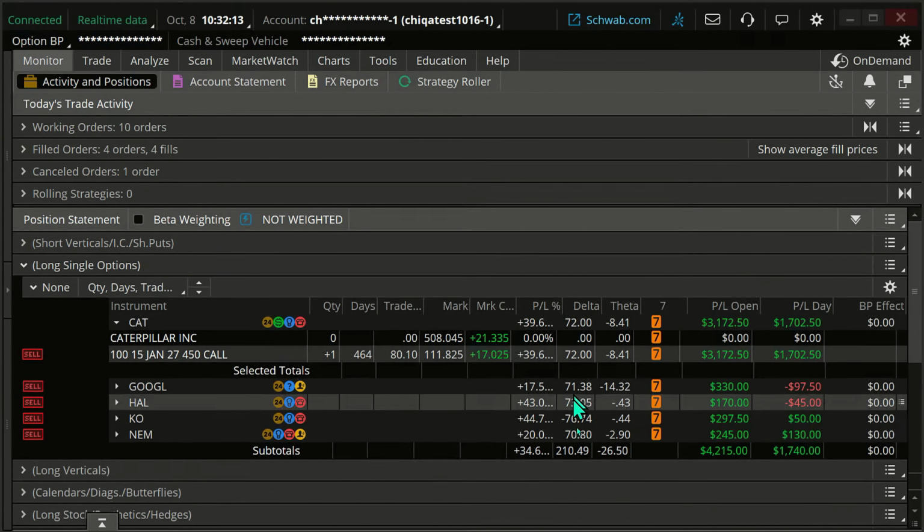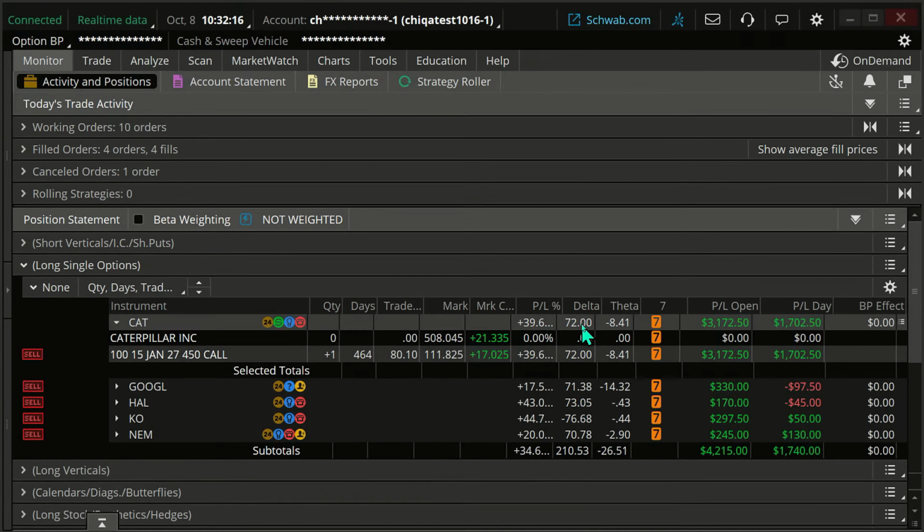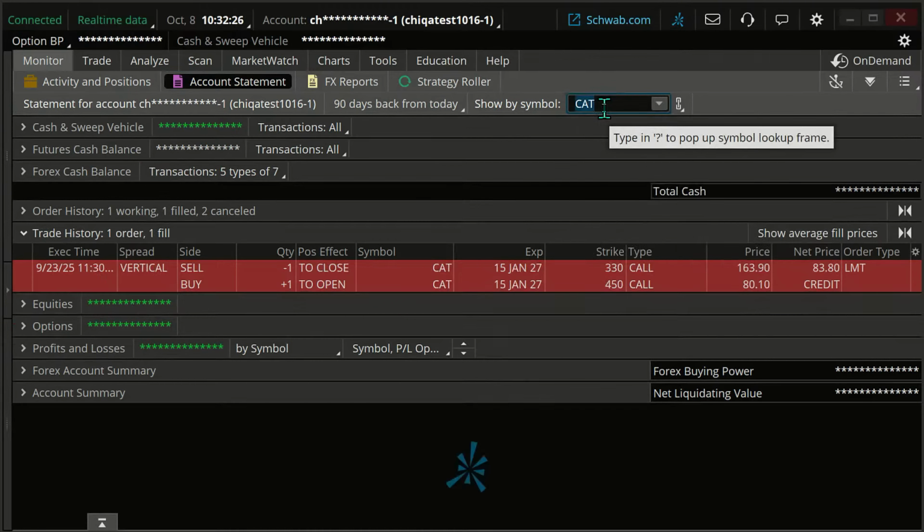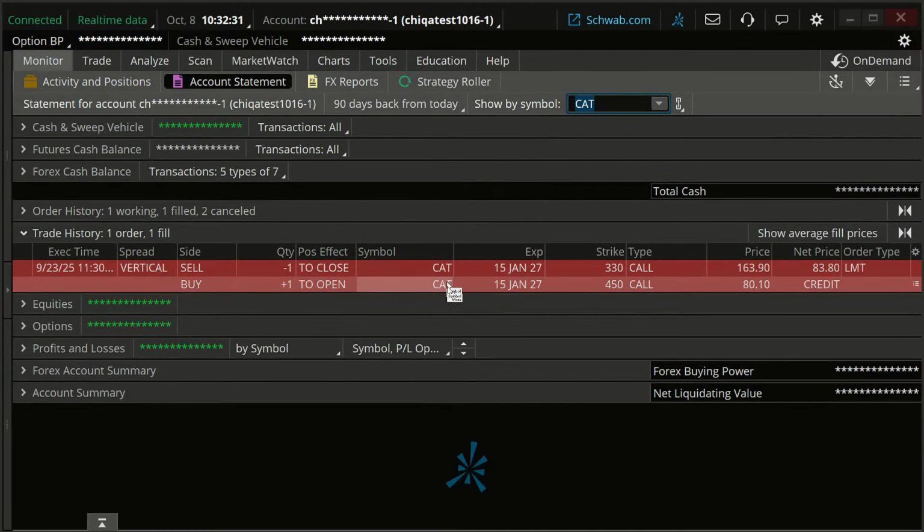We don't have any that are there right now, but we rolled this. In fact, let's look back at Caterpillar. Here's Caterpillar. Let me get more days on here. What did we do on this? We sold this. Why am I not showing my most recent trade? That makes sense to me.